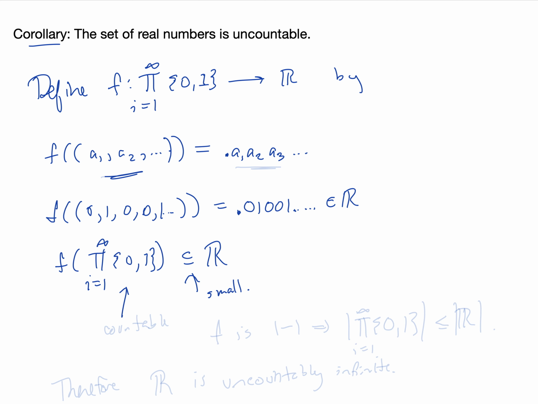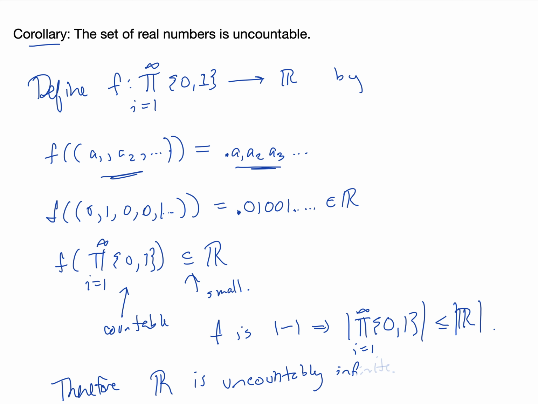But because f is one-to-one, for every one thing over here, there's only going to be one output over there. That means that the cardinality of i equals 1 to infinity of this set is going to be less than or equal to the cardinality of the real numbers. And so, therefore, the set of real numbers is uncountably infinite, or we could also just call that uncountable.